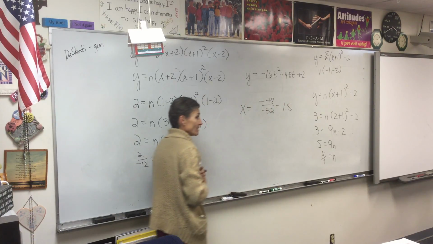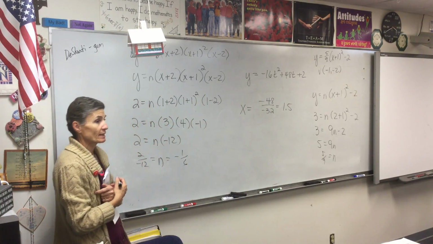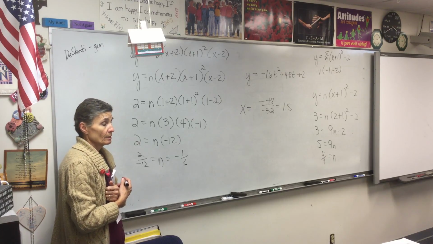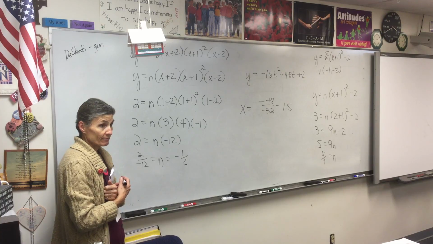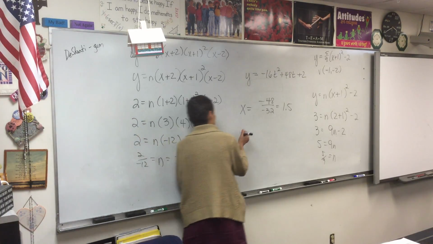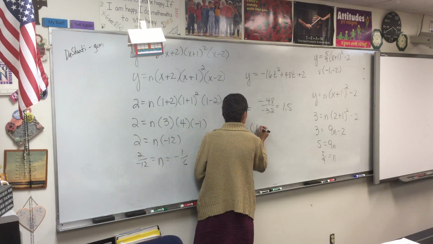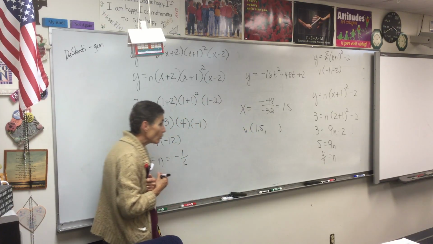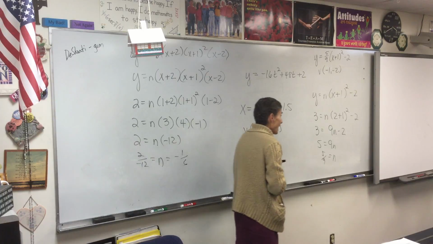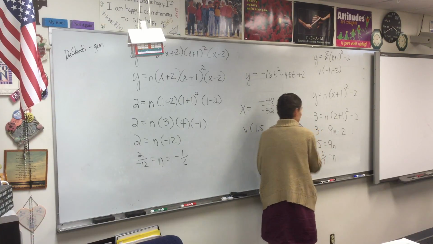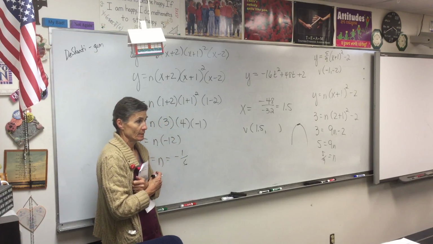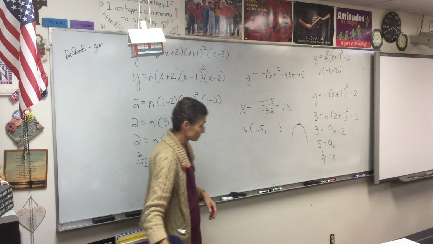So negative b over 2a is 1.5. Now, you're going to have a calculator, so if that kind of arithmetic comes up, you're good. You can do it. I get 1.5. So my vertex is 1.5 comma something. How do I know I'm looking for the vertex? The problem says maximum. That's vertex.